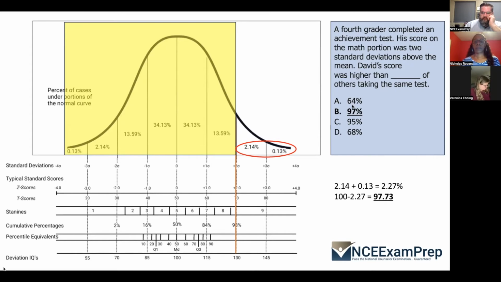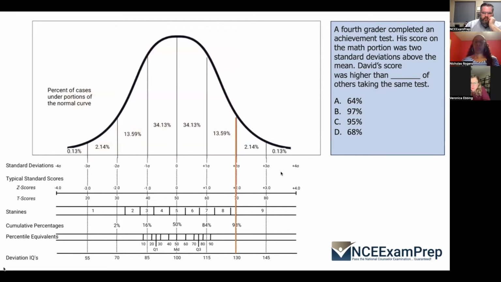Yeah, so I do have a question. Okay, the standard deviation is, let's kind of start over a little bit. Where's actually the standard deviation at? Because it says David's score was higher than the others taking the same test. His score on the math portion was 2 standard deviations above the mean. So again, where's the standard deviation at?